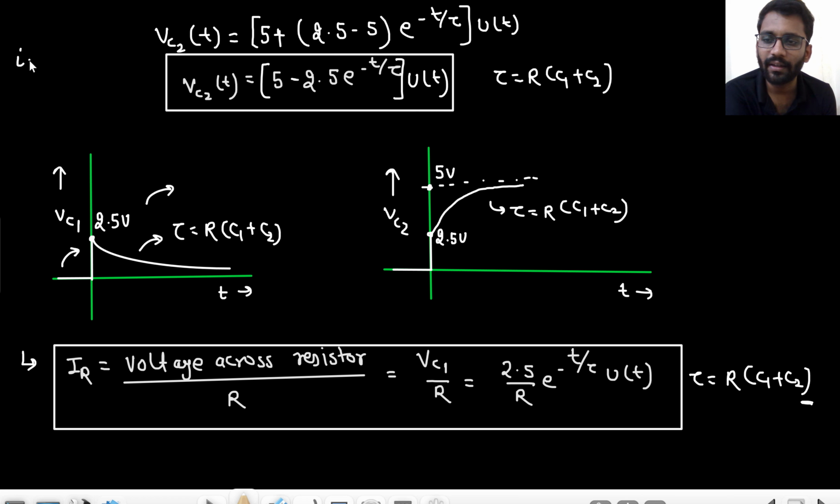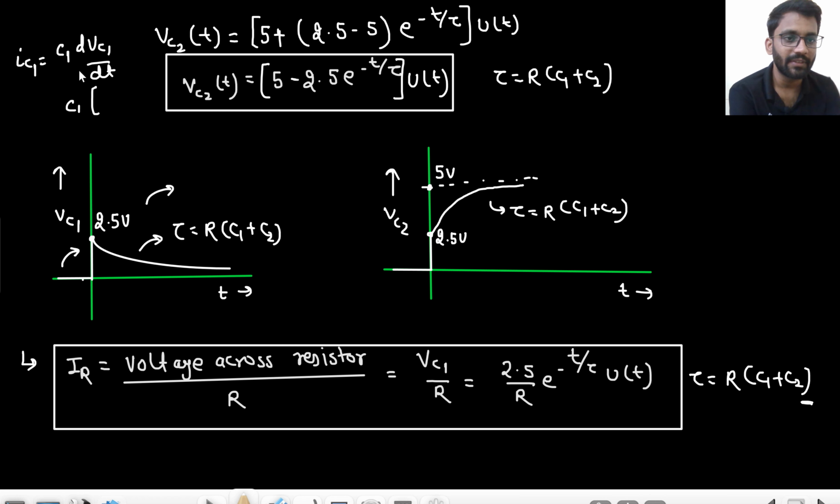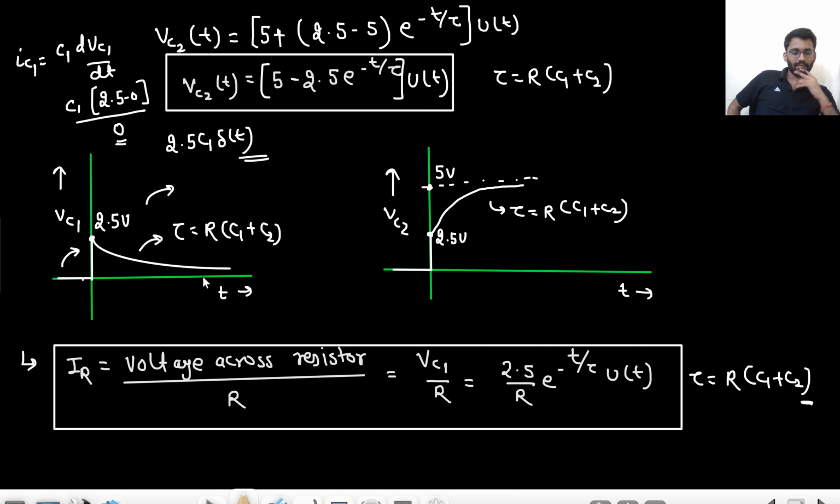What is the current? IC1 would be C1 into dVC1 by dt. I am only talking about at t equals 0. So C1 at t equals 0, what is happening? The voltage is going from 0 to 2.5. So what will be dVC1? 2.5 minus 0, right? By delta t, time is 0 only. Delta t means impulse. So 2.5 into C1, and the 0 will be replaced with delta(t). Did you get my point? Look, if you are a GATE aspirant and you don't understand these things, it is fine.